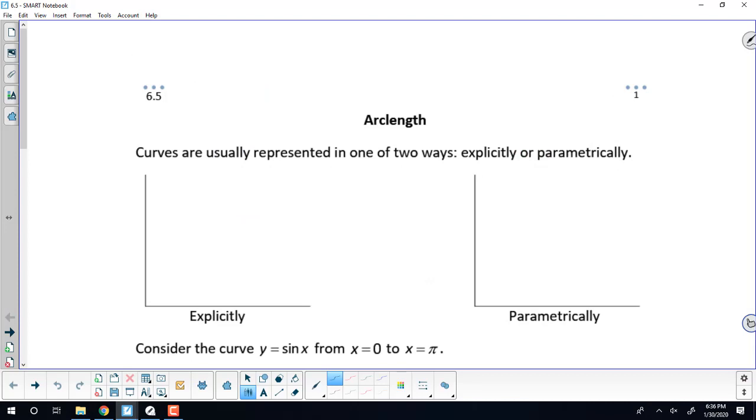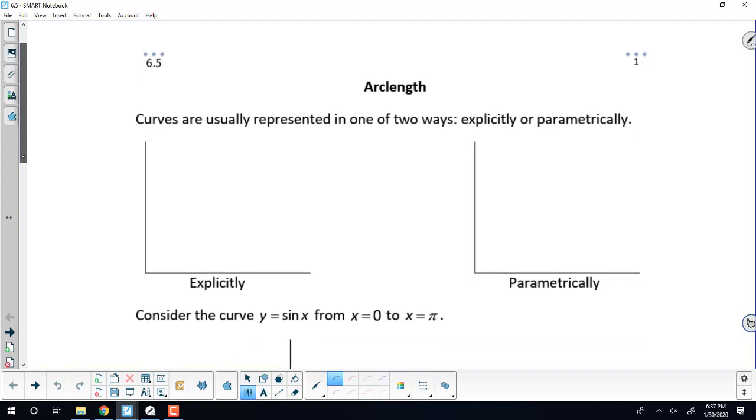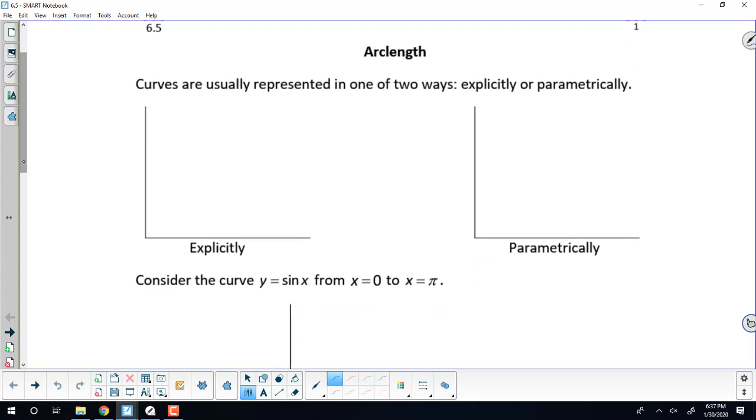So in 6.5, remember chapter 6 was all about what can you do with integrals? So we've seen displacement, distance traveled, we've seen areas between regions, we've seen volumes. Now we're going to look at arc length. And what we'll see towards the end of this class is another way to define curves. Right now we just know this explicitly defined, here's some function of x. But we can also look at them parametrically defined, where we let x and y be determined by a single parameter. And those can look really crazy. There's all kinds of things here.